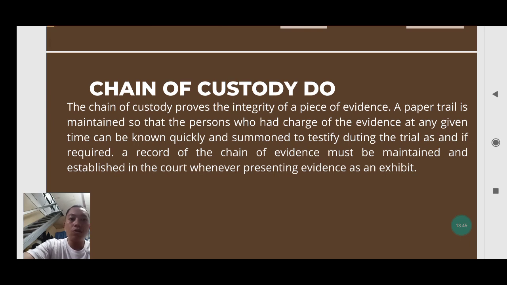Chain of custody. The chain of custody proves the integrity of a piece of evidence. A paper trail is maintained so that the person who had charge of the evidence at any given time can be known quickly and summoned to testify during the trial as and if required. A record of the chain of evidence must be maintained and established in court whenever presenting evidence as an exhibit.